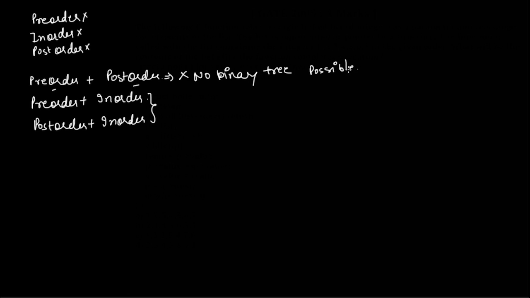Maybe for one or two examples, a unique binary tree is possible, but in most cases there are no unique binary trees. But if they have given you a pre-order and an in-order, or a post-order and an in-order, then you can get a unique binary tree.